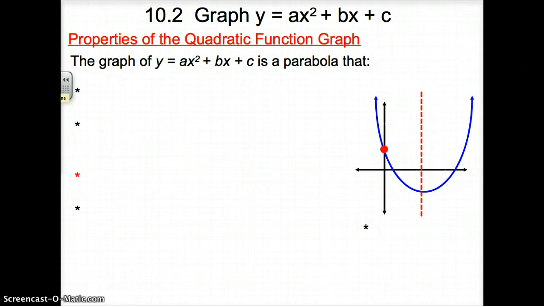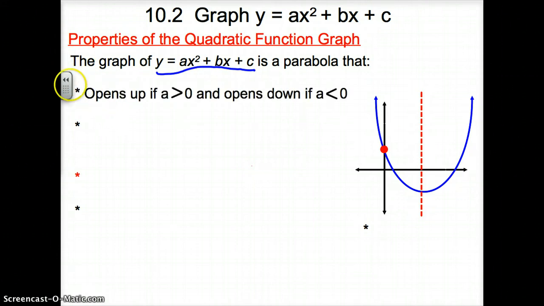But before we get there, I want to point out that y equals ax squared plus bx plus c is the quadratic equation, which will come up here in a little bit. So first, we know that the parabola opens up if a is greater than 0. So for example, the parabola would open up if a is 2 because a is greater than 0.